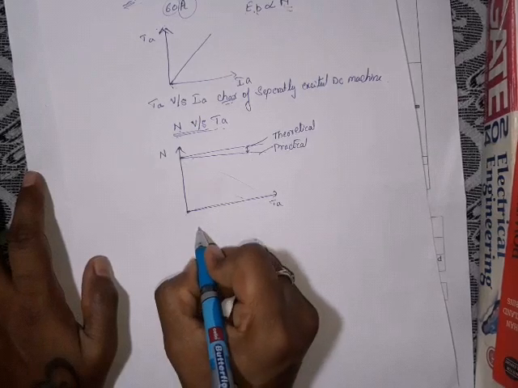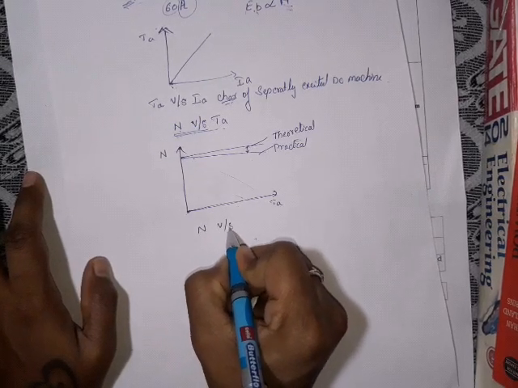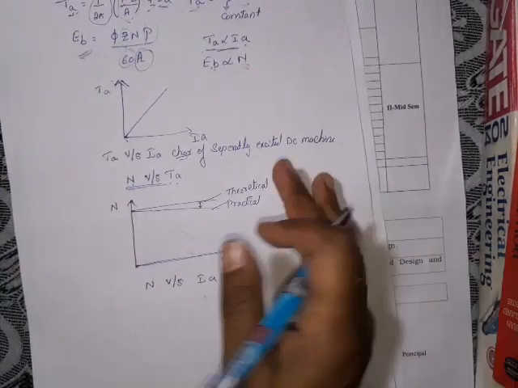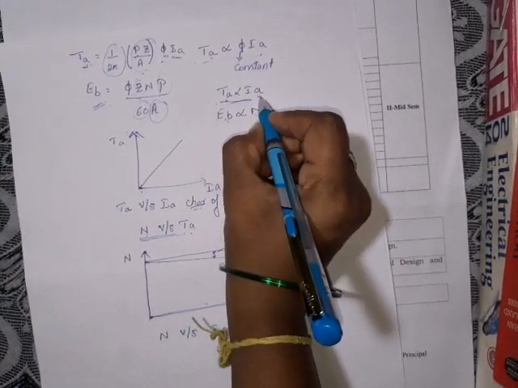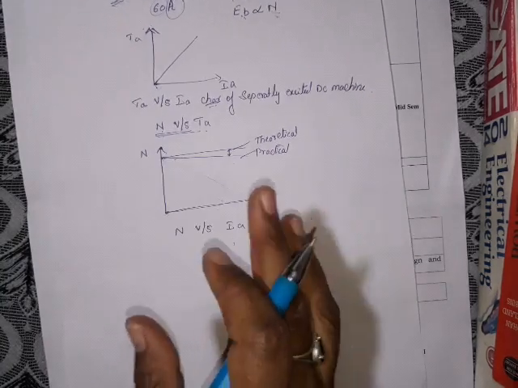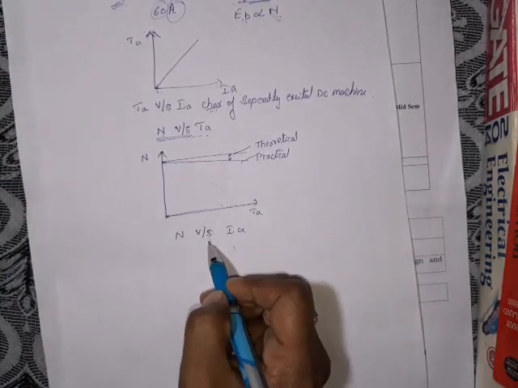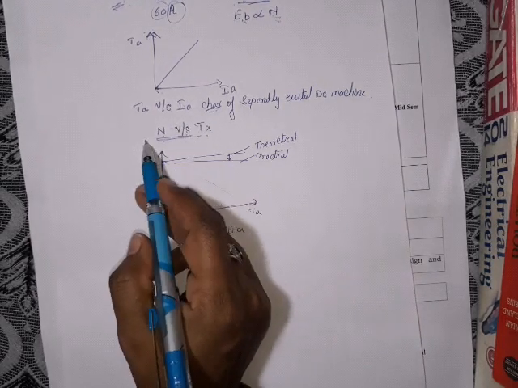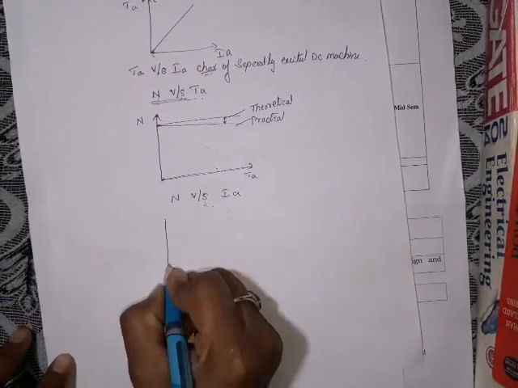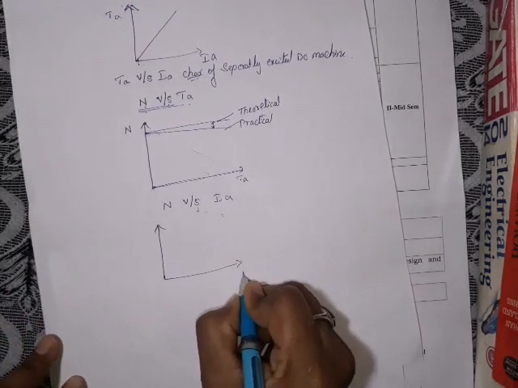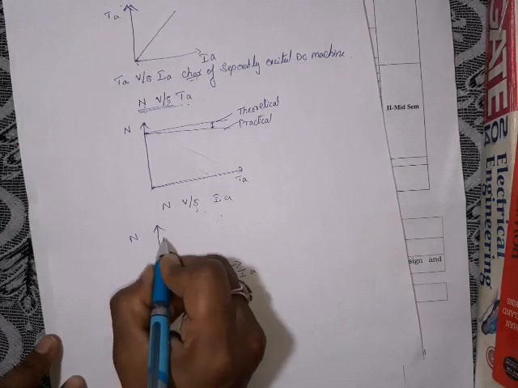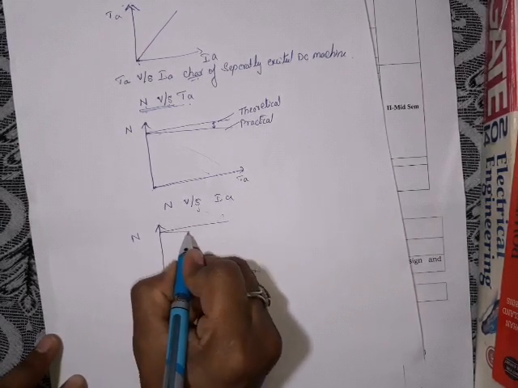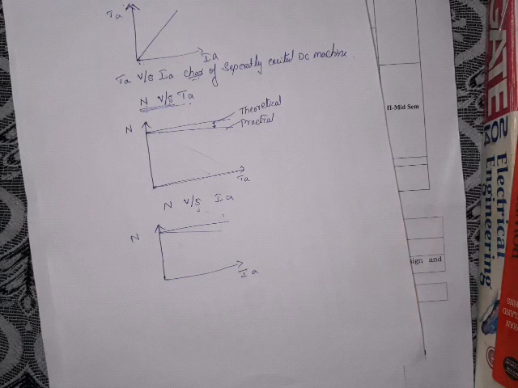So what is our third characteristic? Speed versus armature current. We know armature torque is directly proportional to armature current. Since it is directly proportional, I can write the same characteristics. N versus TA, I can replace this TA with IA. N versus IA. So the characteristic remains the same. So this is IA, this is N. Theoretically it is constant, practically there is a small drop. I hope that you have plotted this graph in the lab. That is the same graph we were discussing.